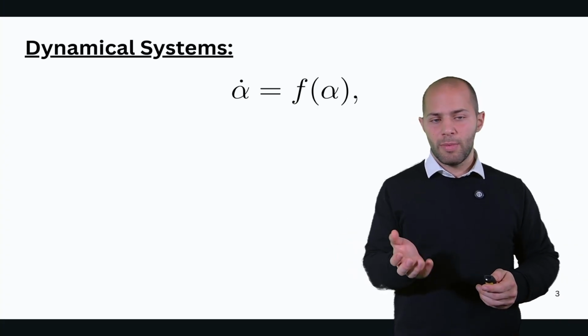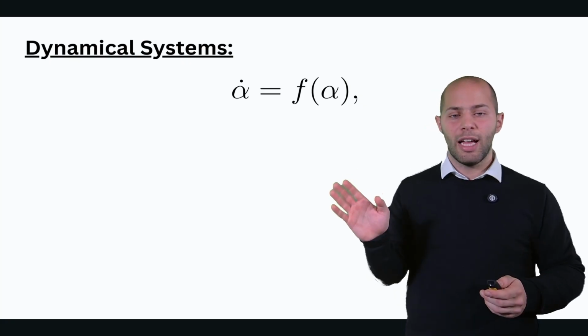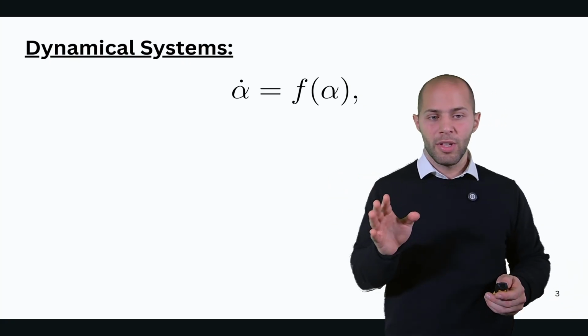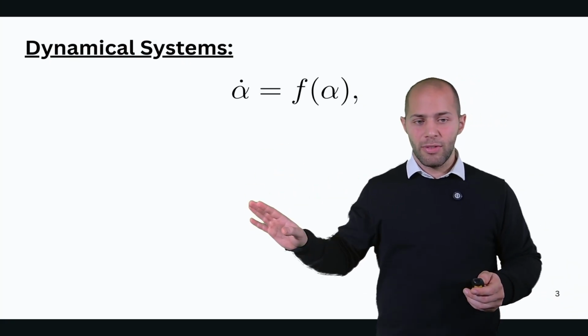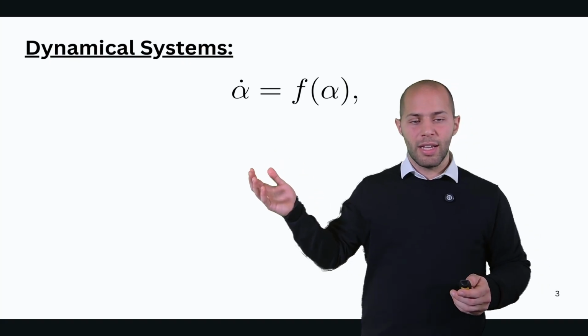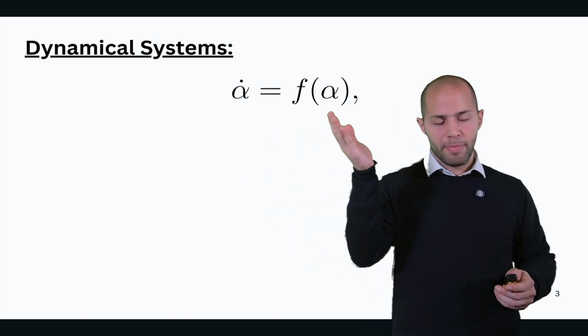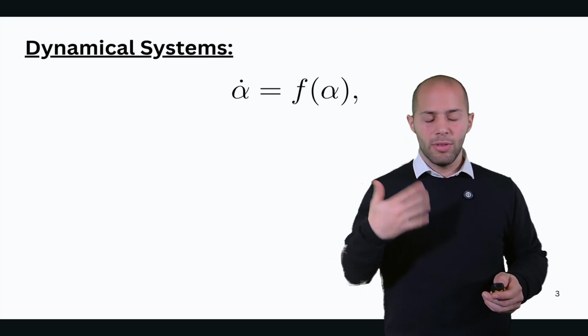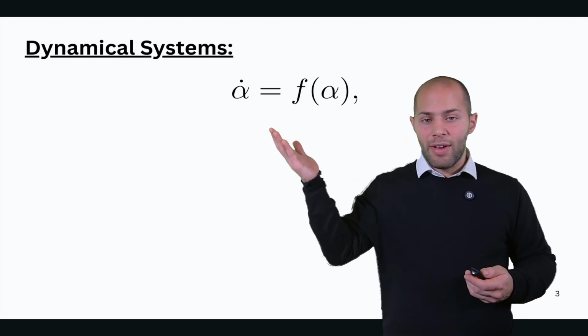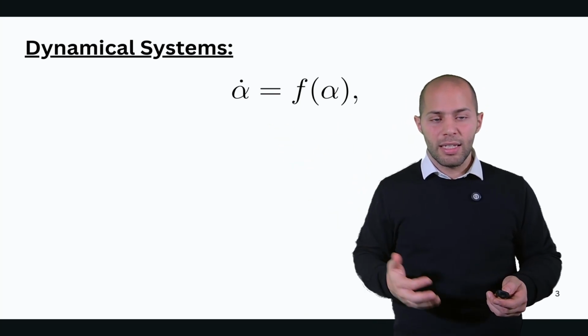Usually we can approximate or write a dynamical system as follows: alpha dot equal to f of alpha, where alpha dot is our time derivative, and we say that the time derivative can be written as a vector field or a function f of alpha, which is the value itself. Usually we do not have access to this f. All we have access to is some data.